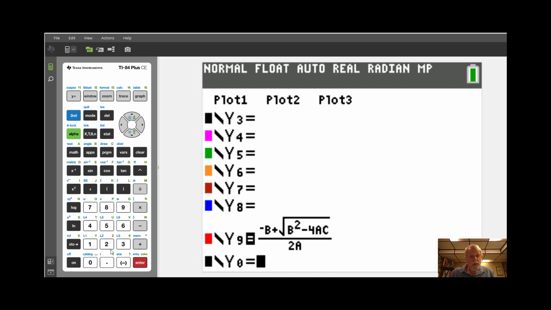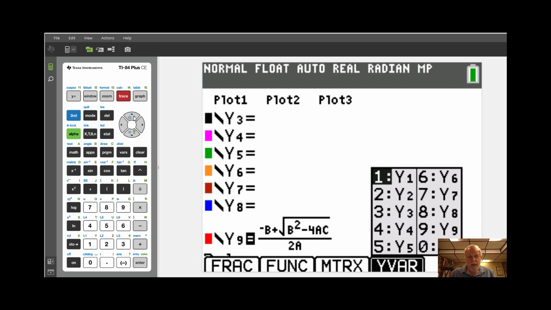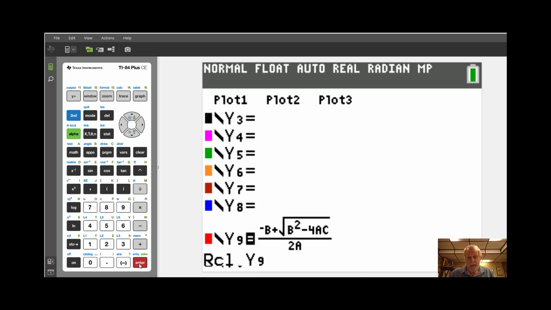And what we're going to do is use the recall feature. We're going to press second followed by the store key, second STO, and it brings up RCL, which stands for recall. And what we want to do is recall what's in Y9. We can get Y9 from either the VARS or from the alpha trace. I'm going to do it from alpha trace. So alpha trace, and then you can press the number 9, or I will go to 9 and then press enter. And this says recall Y9, which is that expression.